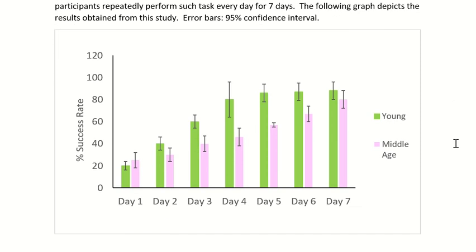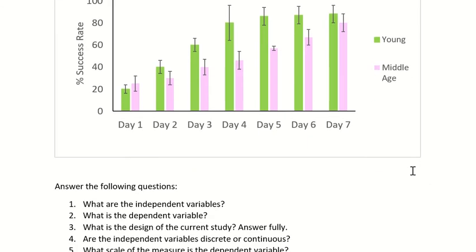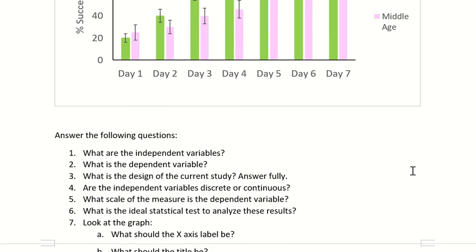Okay, so let's take a look at this. On the x-axis, you have the number of days. So that would mean this is the first day, second day, and this is day number 7. And on the y-axis, you have the success rate, and on the legend, you have young versus middle-aged men. Now answer the following question.